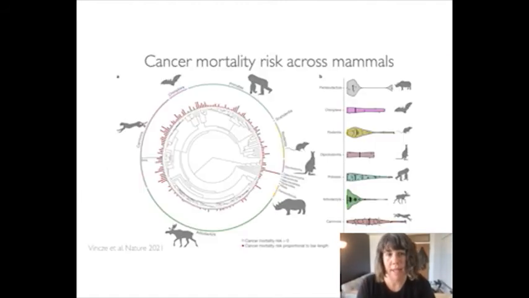And then we're looking at cancer being registered only if it was the cause of mortality. So we're really looking at cancer mortality here in this data set. And we can ask the same questions. Do body size and lifespan trade off with cancer?